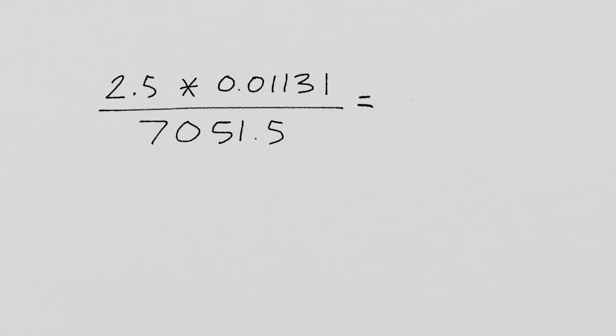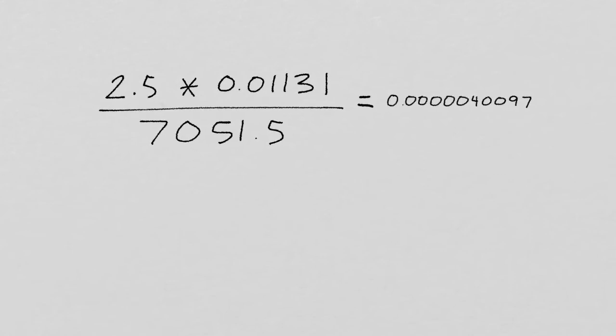Alright, let's look at a problem with division in it. Let's take a problem like this. 2.5 times 0.01131, all divided by 7051.5. And so our answer on my calculator actually comes out to be a really, really small number. Your calculator might only go out to 0.0000401, depends on what you have. Okay, but that's the answer.